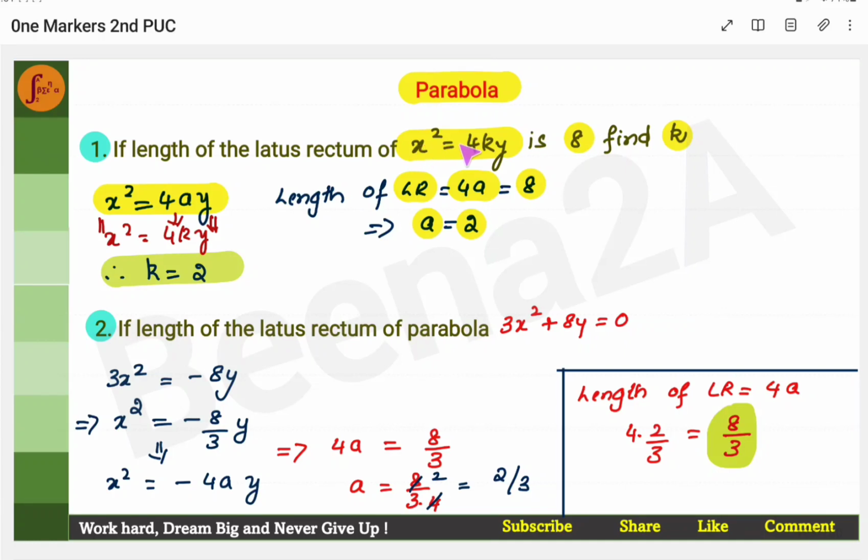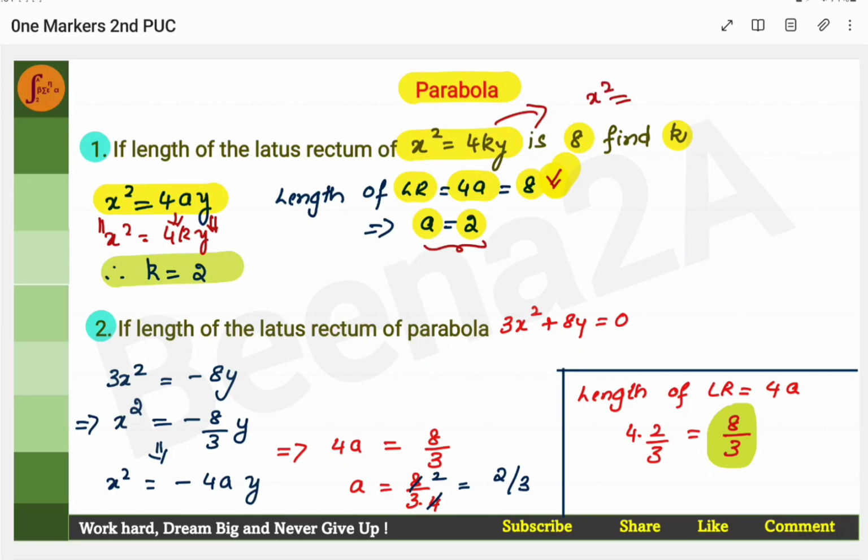The equation of the parabola is given, x square is equal to 4ky. The length of the latus rectum is given, which is 8. What is the length of the latus rectum? It is 4 times a, right? And 4a is given as 8, which means a is equal to 2.